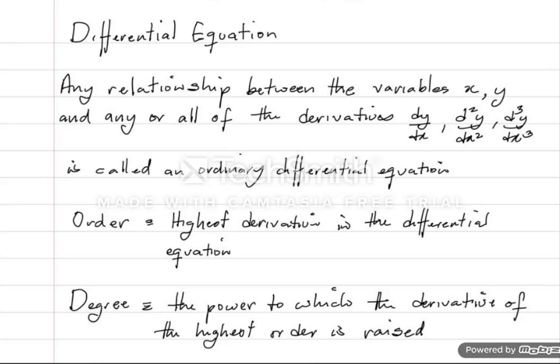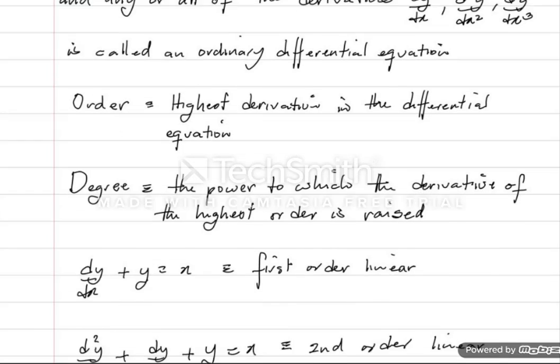If the highest derivative is d2y by dx squared, then it's a second order differential equation. The degree of the differential equation is the power to which the derivative of the highest order is raised. So if you have d2y by dx squared, all squared, then that becomes a second degree differential equation. Don't stress it. Moving on.